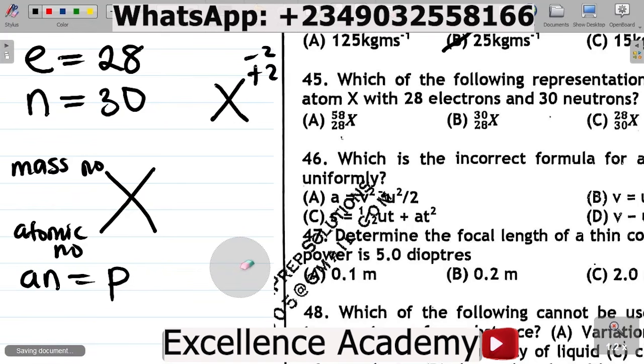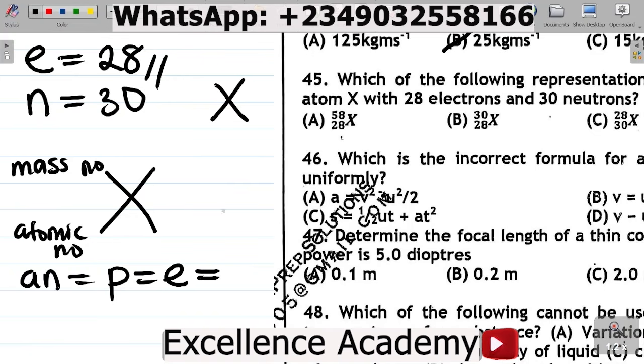Now the fact that this is just X without plus or minus means it's a neutral atom. And for a neutral atom, the number of protons P is equal to the number of electrons. And the number of electrons, from the question, is 28. So that becomes 28 there. In essence, atomic number AN is 28. So here is 28.